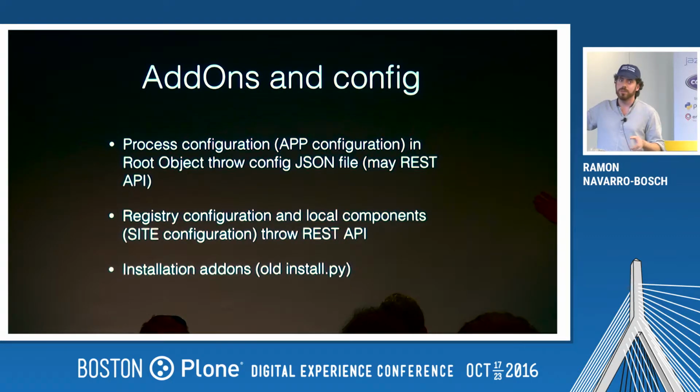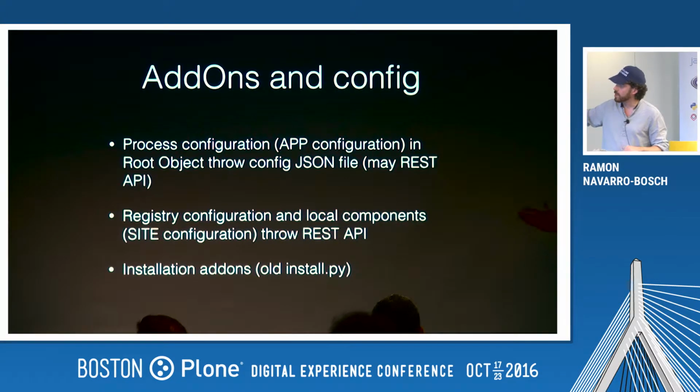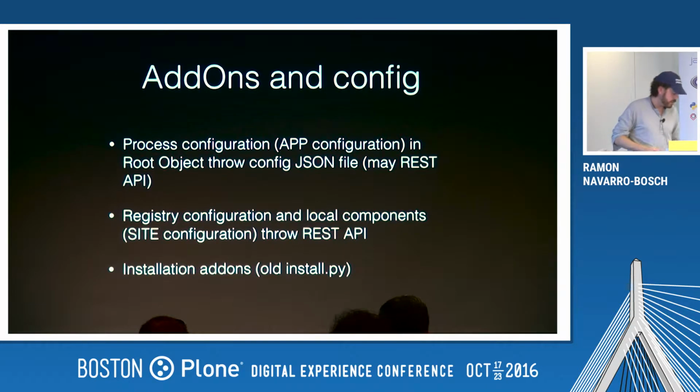Configuration. There is a configuration file for the whole application. There is the registry configuration for local site configuration and local components you can define for the site. And we created an easy way to create add-ons, copying the old way of having an install.py file where you can define what it's going to do when you install and when you uninstall. And all of it can be executed through the API to install and uninstall these add-ons.